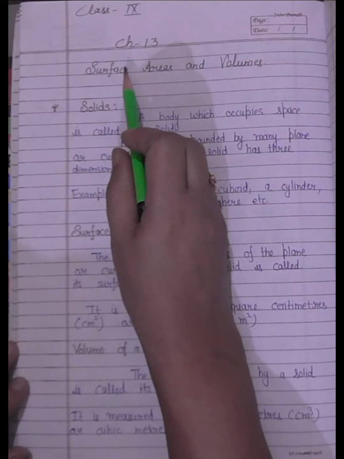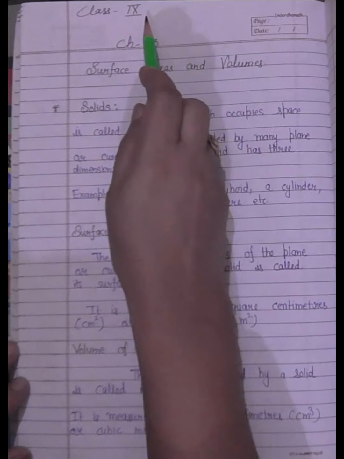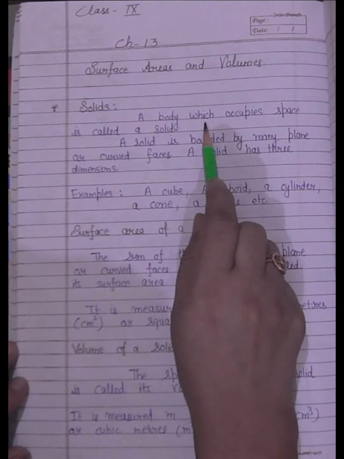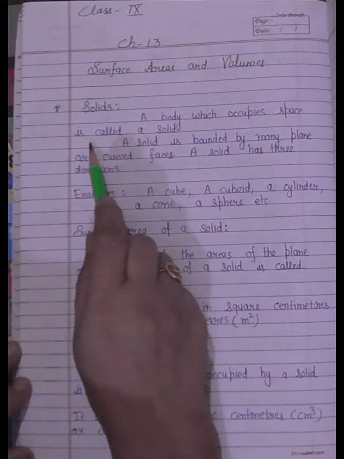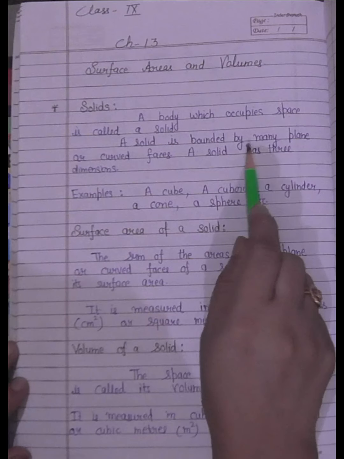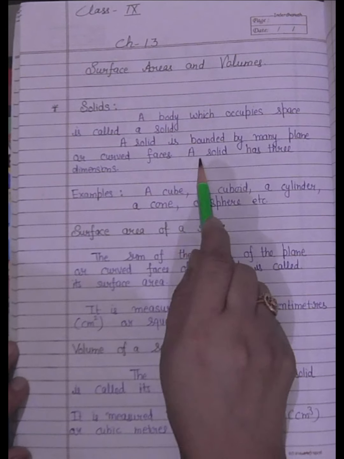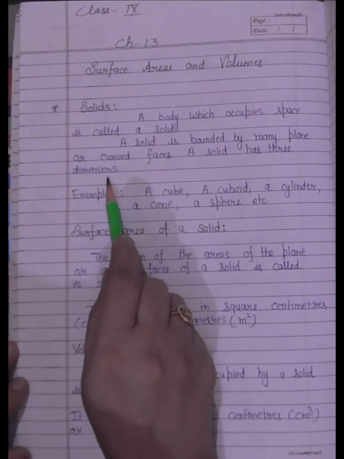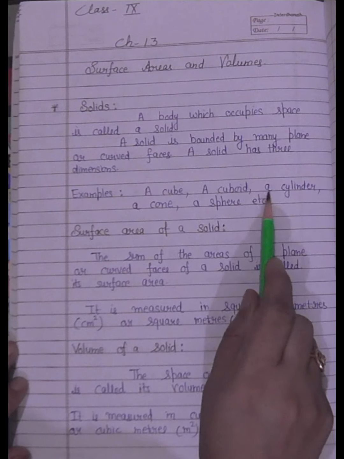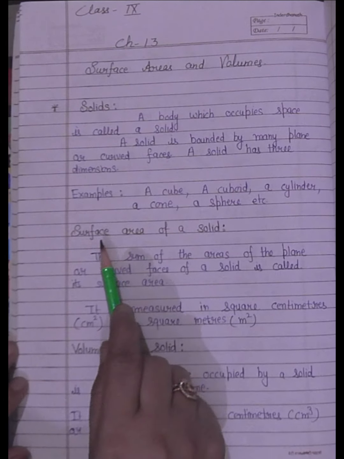Today I am going to start chapter 13, surface areas and volume of class 9. Solids. A body which occupies space is called a solid. A solid is bounded by many plane or curved faces. A solid has three dimensions. Examples: a cube, a cuboid, a cylinder, a cone and a sphere, etc.